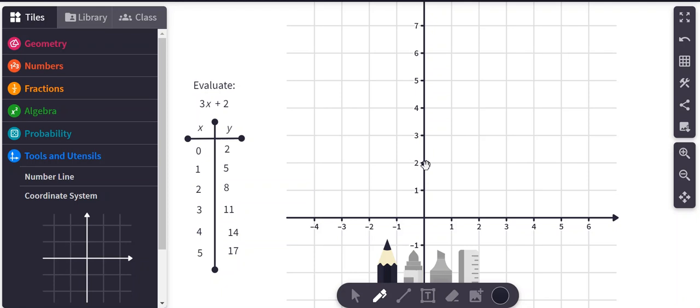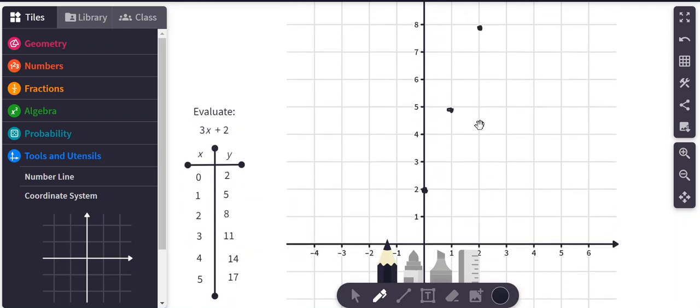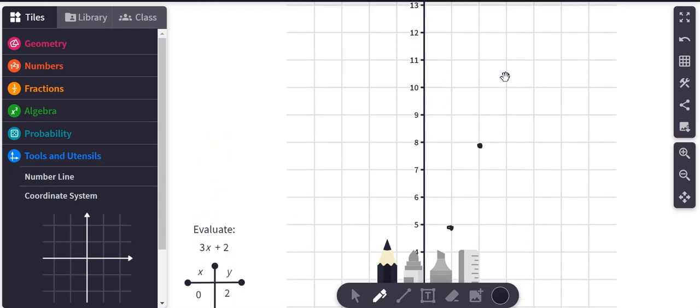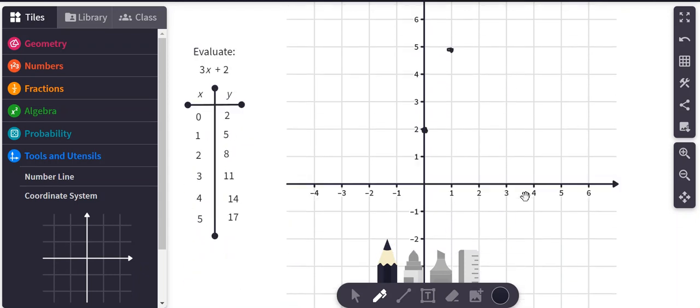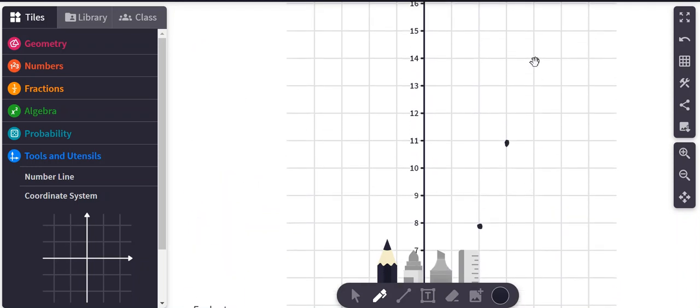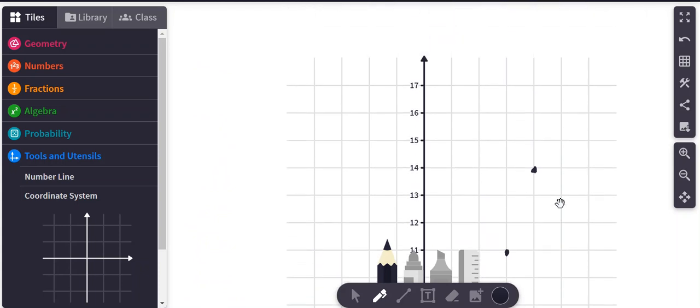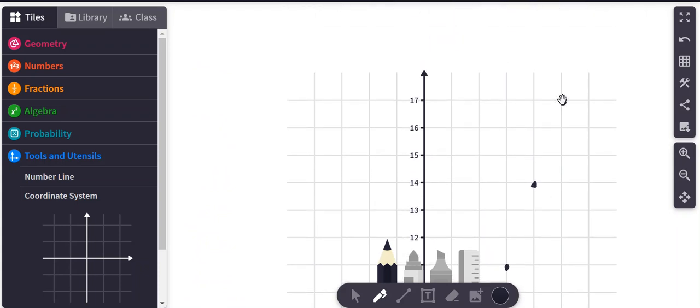So our y-intercept, our next two coordinates, x is 1, y is 5. Mark that point. When x is 2, y is 8. When x is 3, y is 11. When x is 4, y is 14. And finally, when x is 5, y is 17. And up we go. There we go.